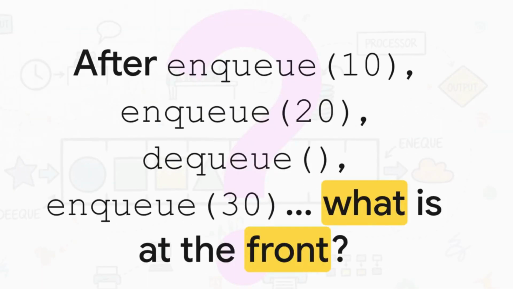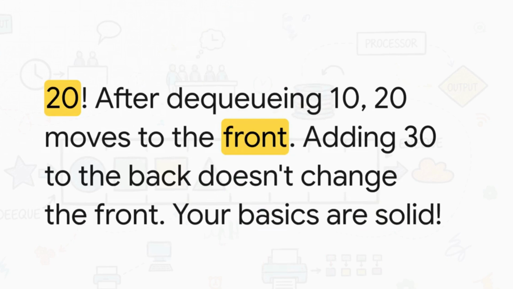All right, let's do a quick little challenge to see if you've got it. Imagine we start with an empty queue. We enqueue the number 10. Then we enqueue 20. After that, we dequeue whatever is at the front, and finally, we enqueue 30. So, what number is at the front of the line now? Take a second. Did you get it?